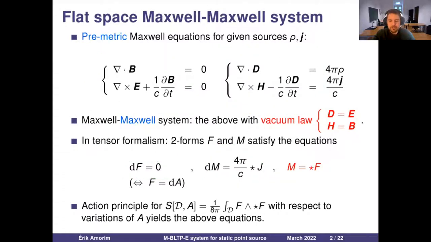I also want to mention these equations come from a variational principle. You can write a Lagrangian form, which is F wedge star F. If you integrate it on regions of your spacetime, you get something called the action. And by imposing zero variation of the action with respect to this A, which is the A that appears here, you get all these equations.